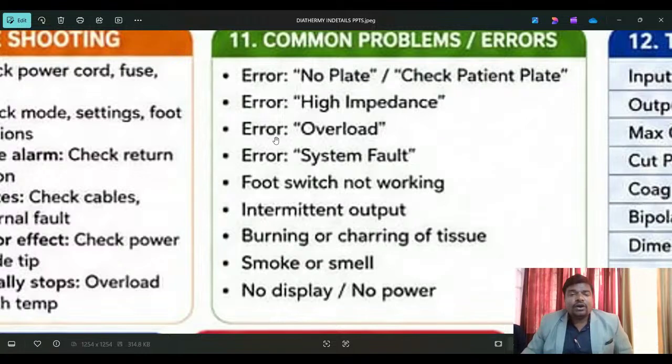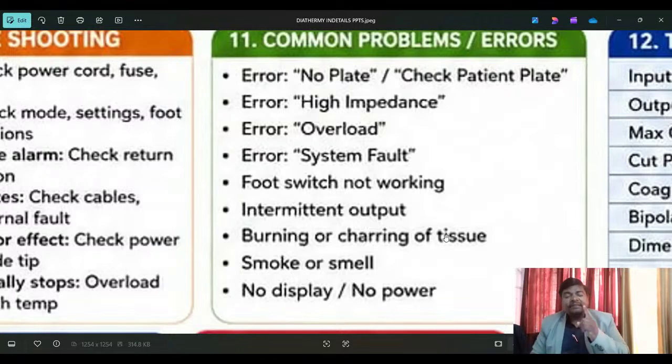Overload error, system fault and foot switch not working. Whatever technical problem comes, you have to check the power supply and fuses. Next, if it is still not working, check the patient plate. If it is still not working, then you have to open the equipment, and before opening it, you have to disconnect the power supply. This is very, very important, because if the equipment is on and you touch anything, you will definitely get an electrical shock.